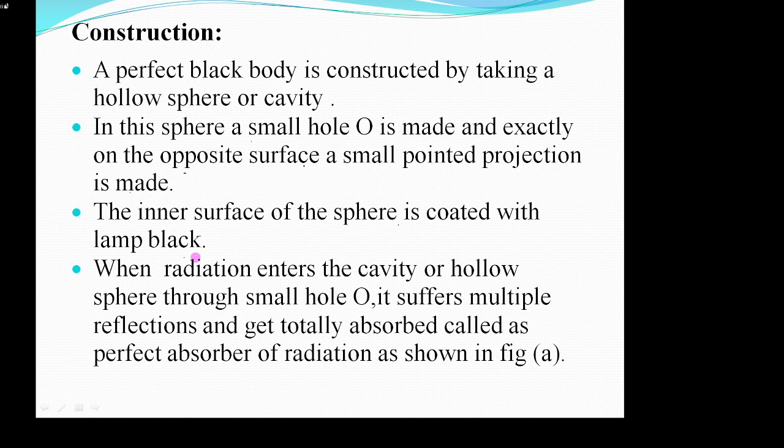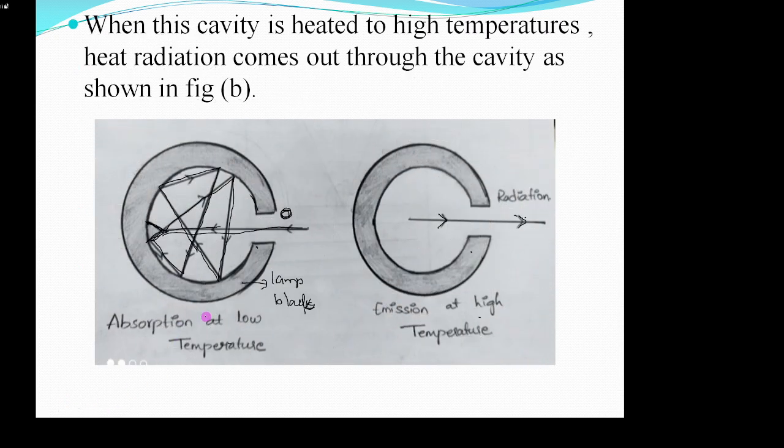Next, the inner surface of the sphere is coated with lampblack. When radiation enters the cavity through hole O, it suffers multiple reflections and gets absorbed at low temperatures, which is shown in figure A. When this cavity is heated to high temperatures, heat radiation comes out through the cavity, as shown in figure B. This is how to construct a black body.